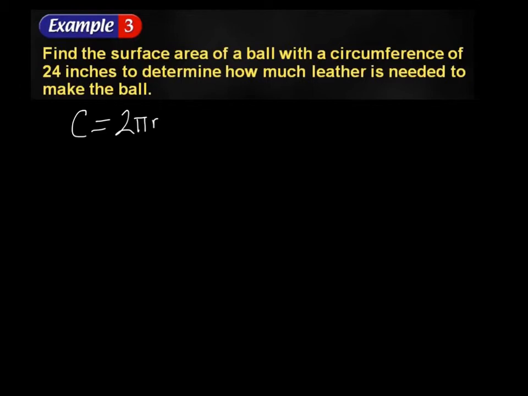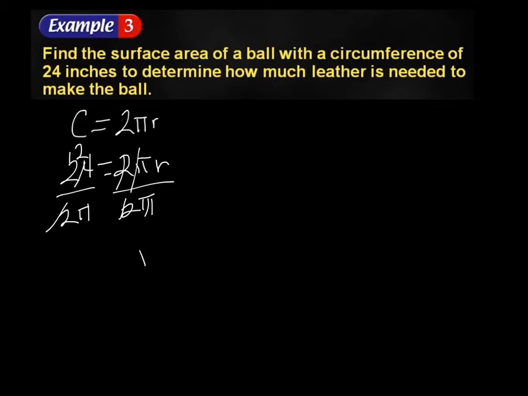Find the surface area of a ball with a circumference of 24 inches to determine how much leather is needed to make the ball. They gave us the circumference, so we're going to have to work backwards to find the radius, which is not a big deal. We're just going to divide both sides by 2 pi. The 2 works out well. It's 12. I'm stuck with the pi. So it's exactly 12 over pi, which is approximately, when I use the calculator, 3.8. Now we're going to take the 3.8 and plug it into our surface area formula.